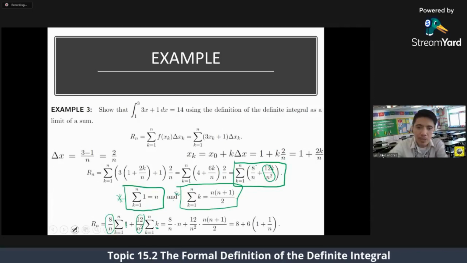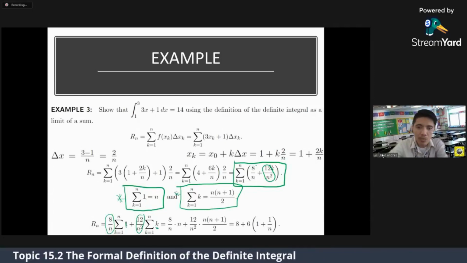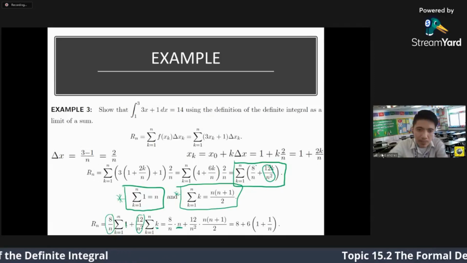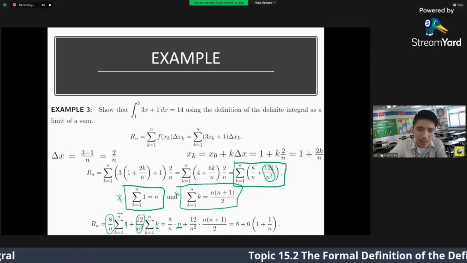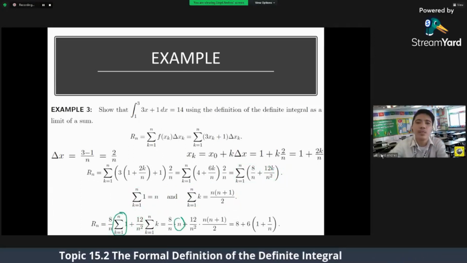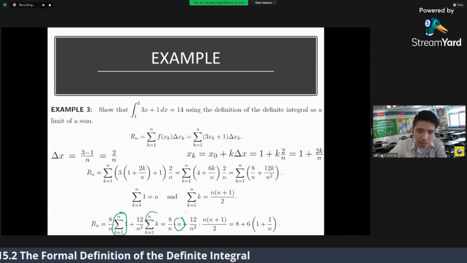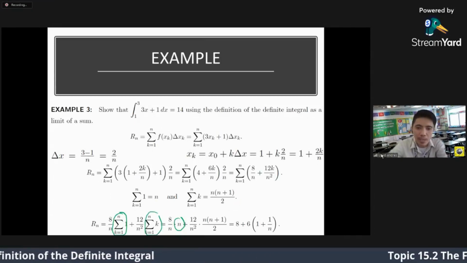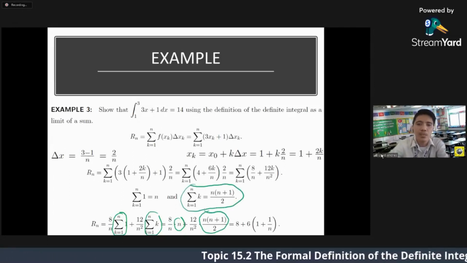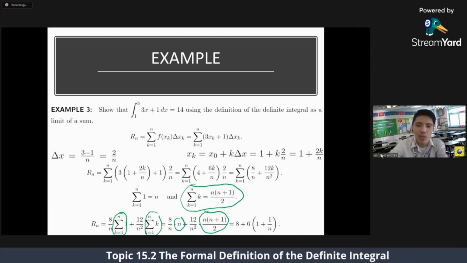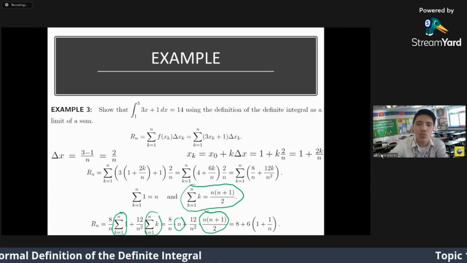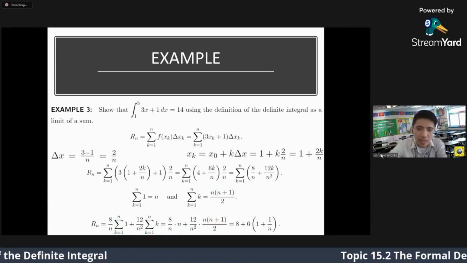Because the summation of 1 from 1 to n is just equal to n, so this becomes n. And the other one equals this, where does it come from? The summation of k from 1 to n is just n times the quantity n plus 1 over 2. So we get this.